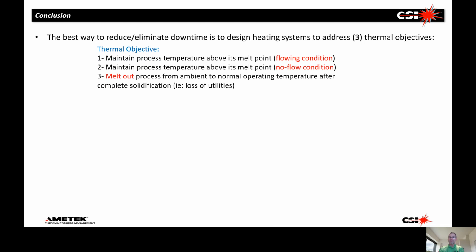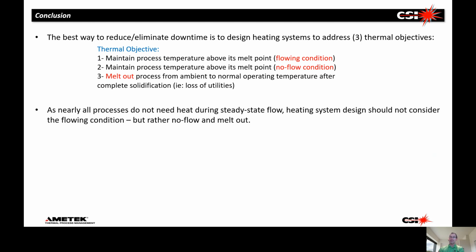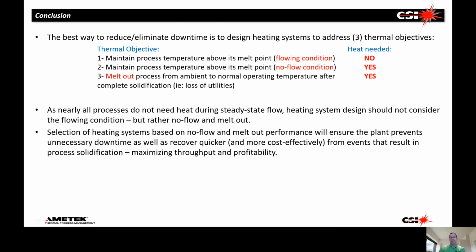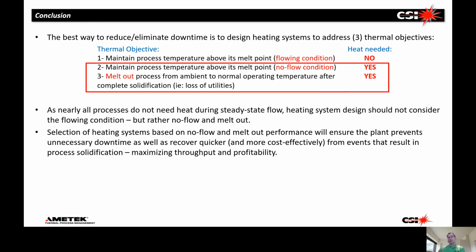So in conclusion, the best way to reduce or eliminate downtime is to design the heating system for the three thermal objectives. We know already that the flowing condition is not really a design condition because flowing processes don't need heat. They need heat when processes are at no flow and/or the plant is trying to melt out the product from ambient to that particular thermal maintenance temperature.